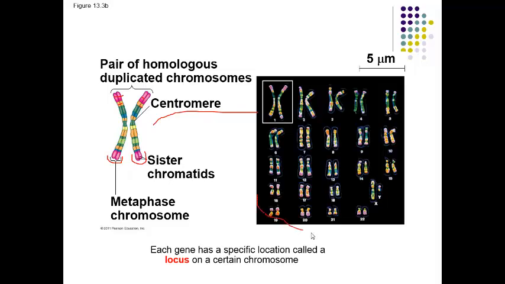22 pairs, you see right here, these are called autosomal chromosomes. And the 23rd pair is called the sex chromosomes because they are going to determine the sex of the individual. XX would be a female, XY would be a male.